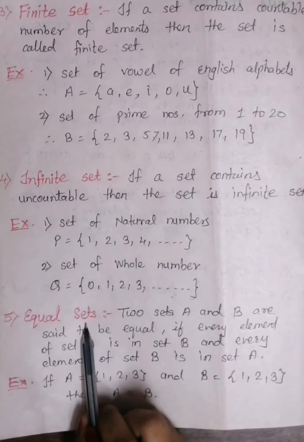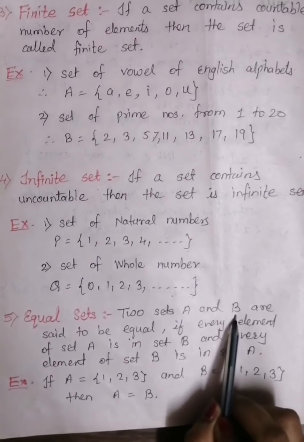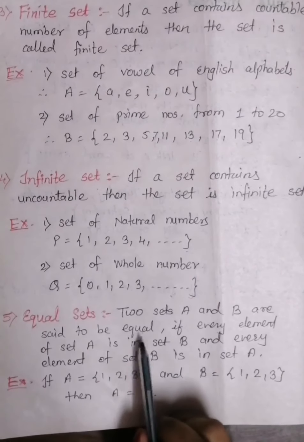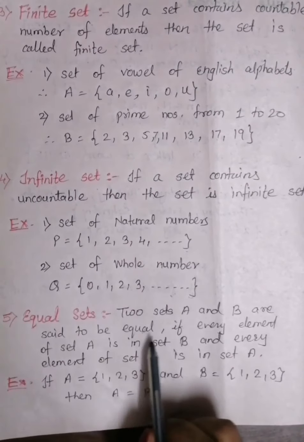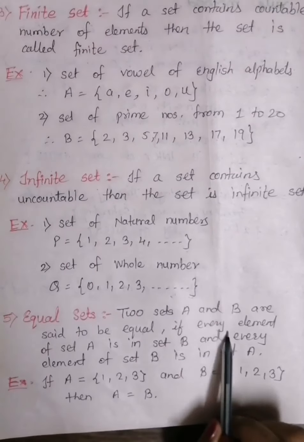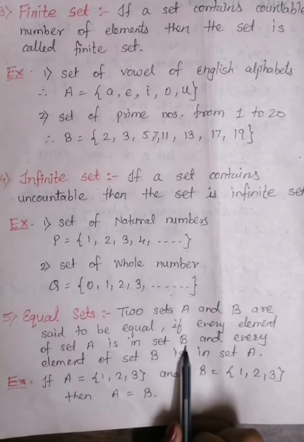Now come to the next type, that is the equal set. Equal set is like this: take any two sets A and B. They are said to be equal if every element of set A is in set B.